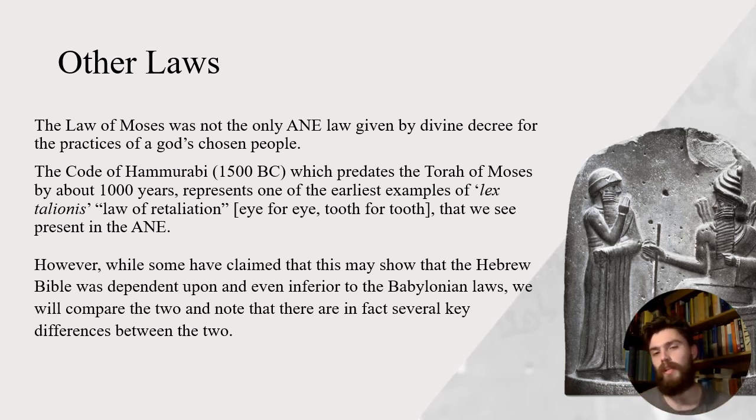And so while some would claim that this shows that the laws of Moses are indebted to the law of Hammurabi, for example, and that indeed the Hebrew law is actually dependent or inferior to the Babylonian laws, I think with careful comparative study we can see that there's actually a very different understanding and purpose of both that I think just discredits that claim altogether. And that's what we'll hopefully do in this next short section.